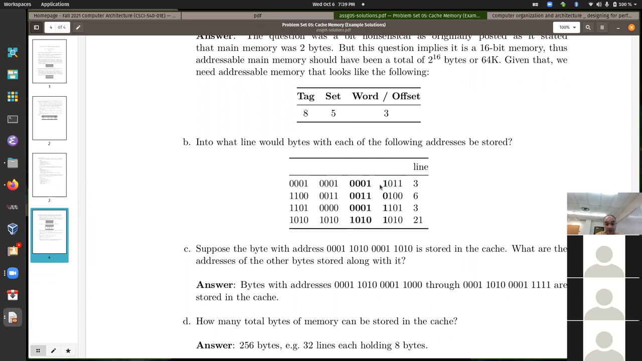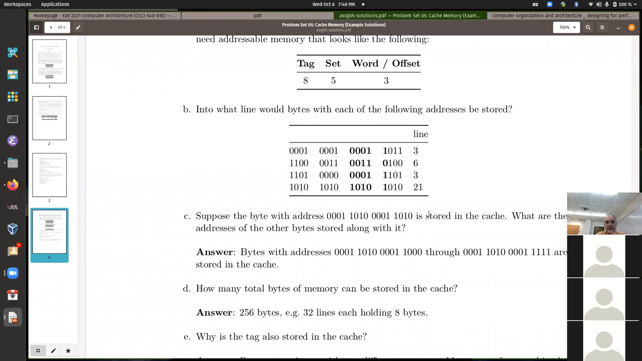If you just interpret those bits as a decimal number, you would be able to find which particular line or set was being referenced here. So that's binary, so it's a decimal 3 and that's a decimal 6, 3 again, and then that comes out to 21 for these 5 bits here.